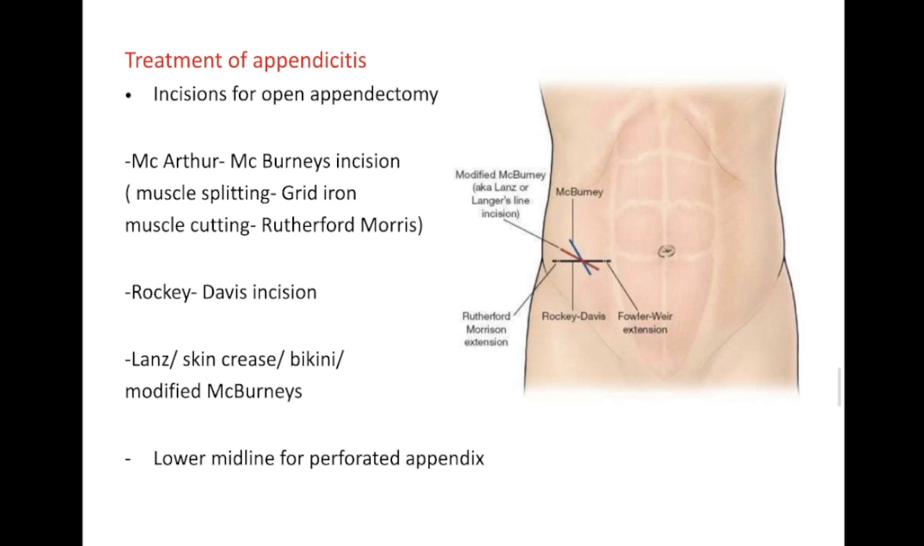There is also the transverse incision, which is called the Rocky-Davis incision, which can be medially extended to a Fowler-Weir extension or laterally extended with the Rutherford-Morris extension. There is also the Bickney incision or the Lanz incision, which is along the skin crease, thus also known as the Langer's lines incision. In cases of diffuse peritonitis, a lower midline incision should be given wherever you're suspecting perforation of the appendix.